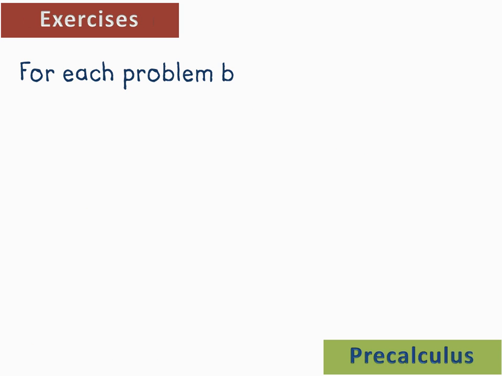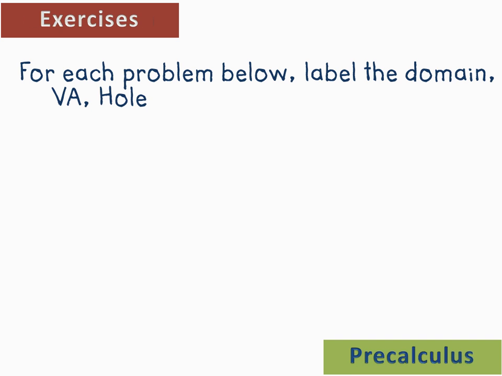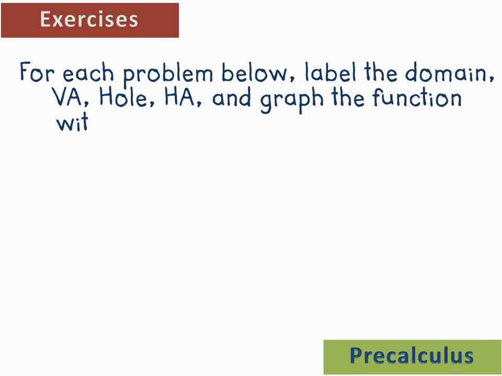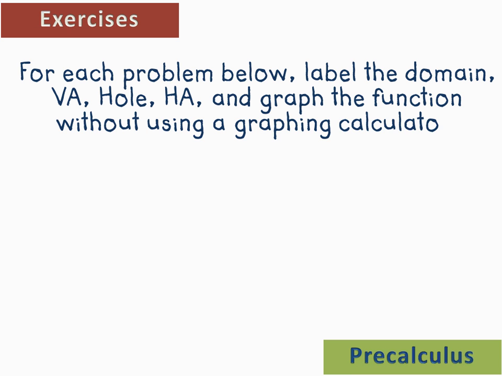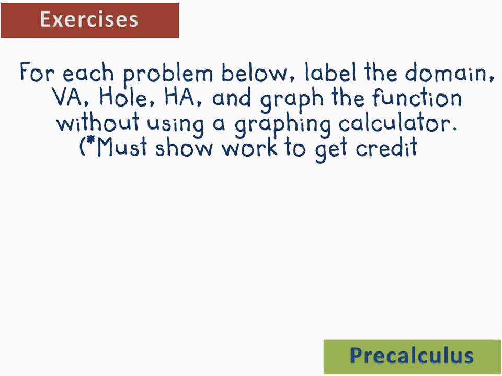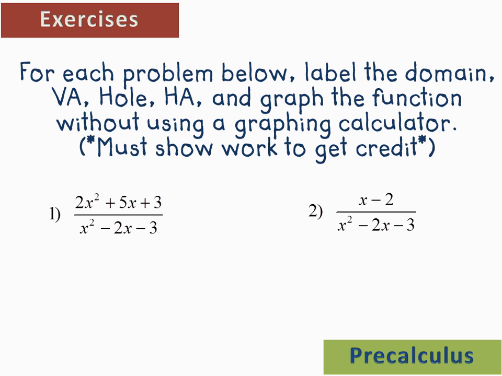And so your exercises for tonight would be to label the domain, vertical asymptote, hole, horizontal asymptote, and to graph the function without using a graphing calculator. And I know you might have one at home, but try it without it, because on the test or quiz, you will not be able to use a graphing calculator. And in these two problems, you can't just copy from another person, or I guess you could, but you have to show work on each step.